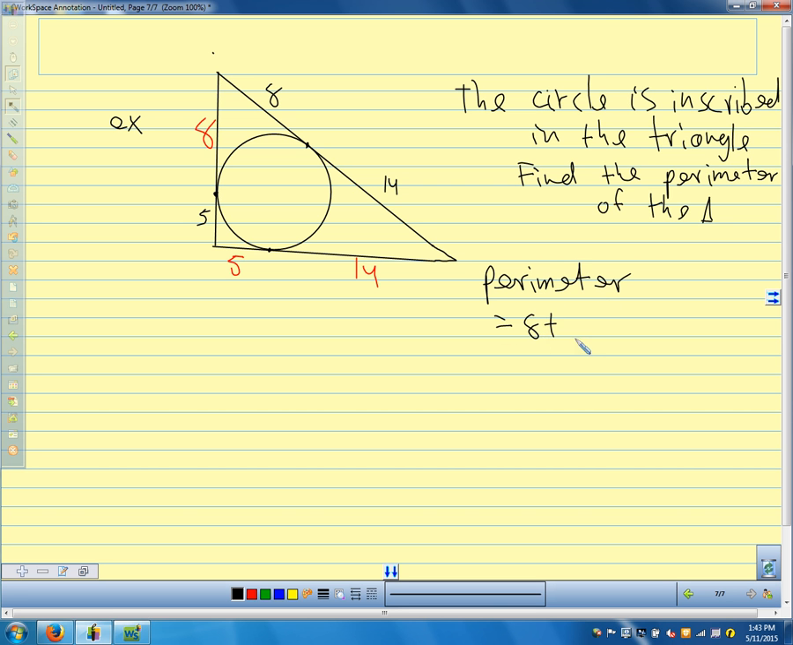So the perimeter is 8 plus 8 plus 14 plus 14 plus 5 plus 5. Adding all those together, I get 54 units. And we were able to figure that out because all of those segments are tangent segments. All right, questions there? Okay.